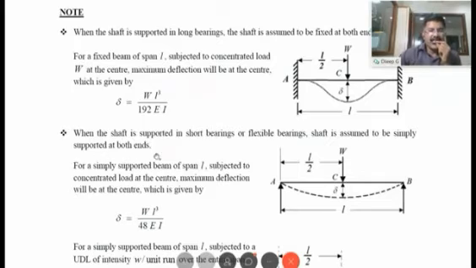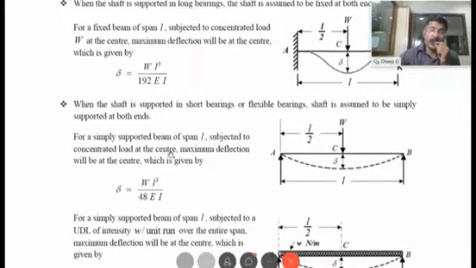Okay, now when the shaft is supported in short bearings or flexible bearings, so that these 2 ends can yield, there will be slope at these 2 ends when it is flexible or when it is very short. When the shaft is supported in short bearings or flexible bearings, the shaft is assumed to be simply supported at both ends, so that there will be some slope at the 2 ends. So the deflection curve will be something like this. And it can be assumed to be a simply supported beam.